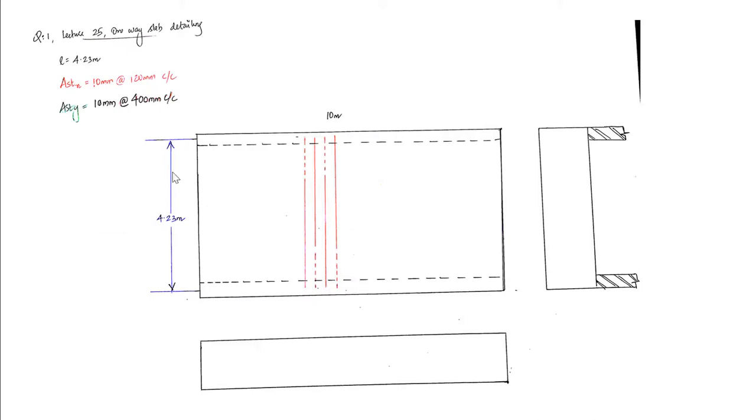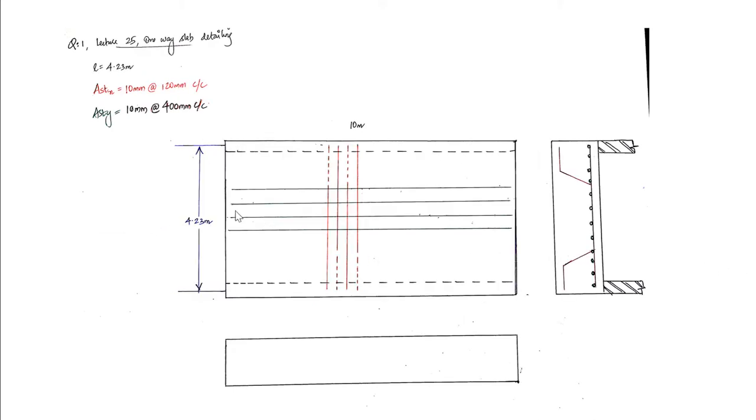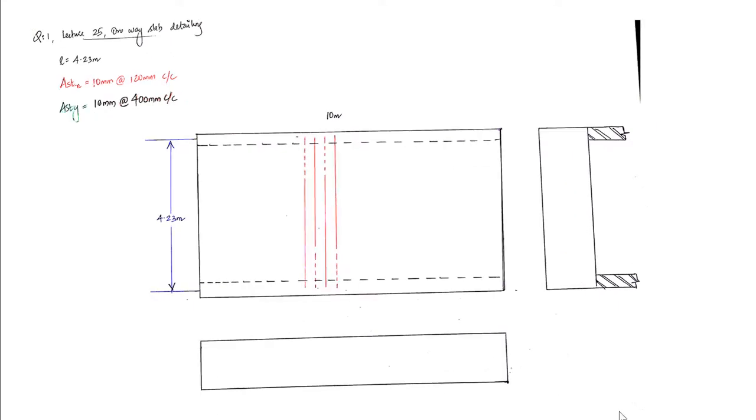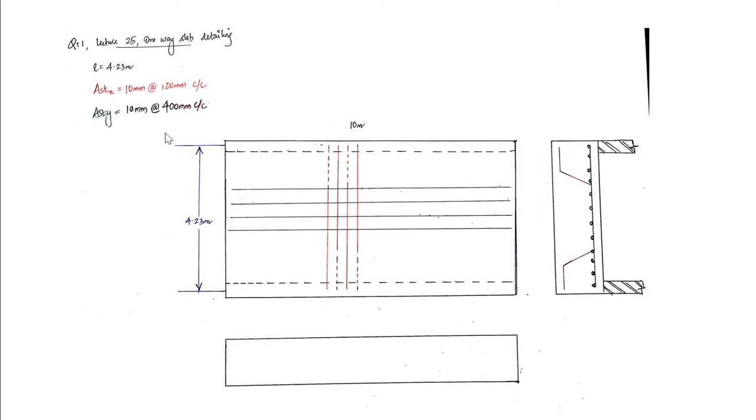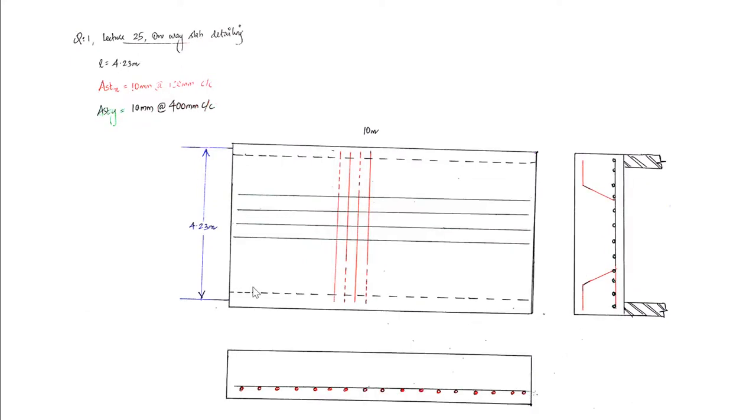So here 0.1 L means 0.423. That is, here at a distance of 0.423 we will bend it, and in the other direction we will be providing your ASTY, that is 10 mm at 400 mm center to center. That is, we are providing 10 mm at 400 mm center to center. In the section view you can see it like this, and here the main bars in this section, the main bar will be at the bottom, and the distribution bar or the minimum reinforcement will be at the top. And in this direction you will see in the other way.